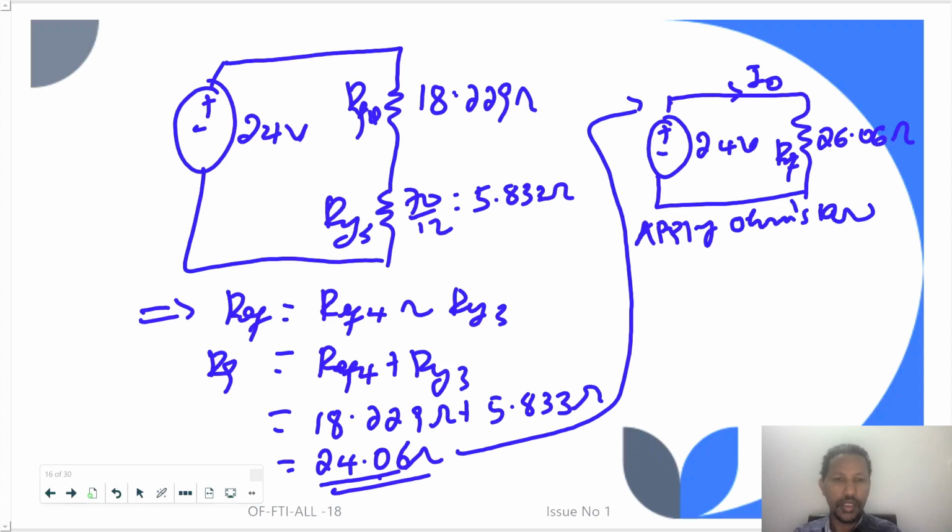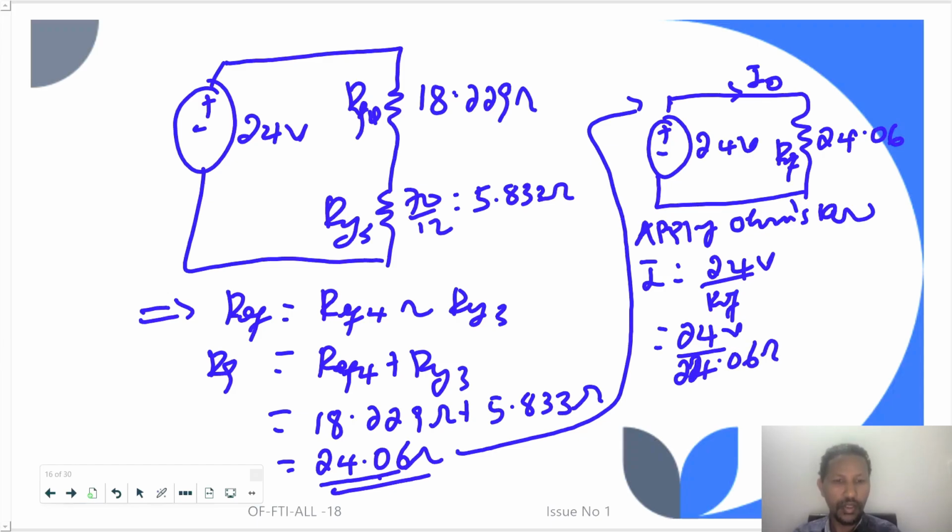That means I equals 24 volts over R equivalent. So 24 volts over 24.06 ohm, which is approximately 1 ampere. So this is how we can determine the total current for the given circuit.